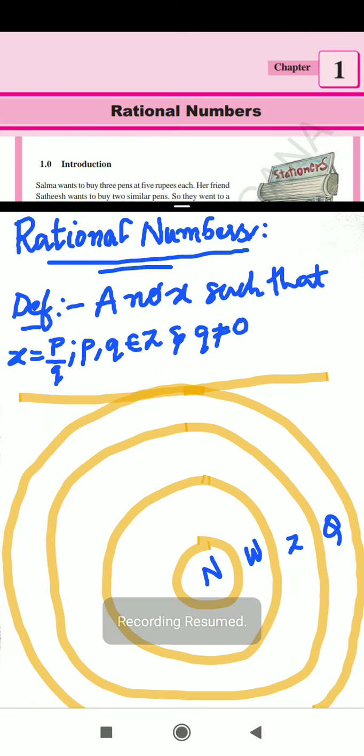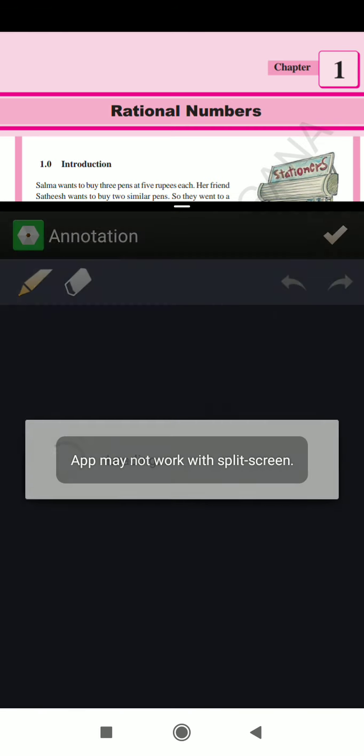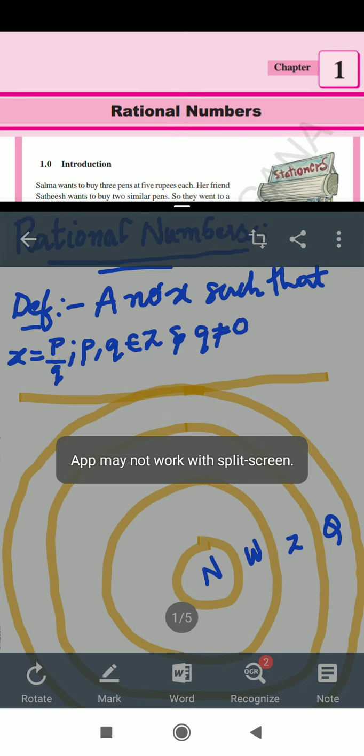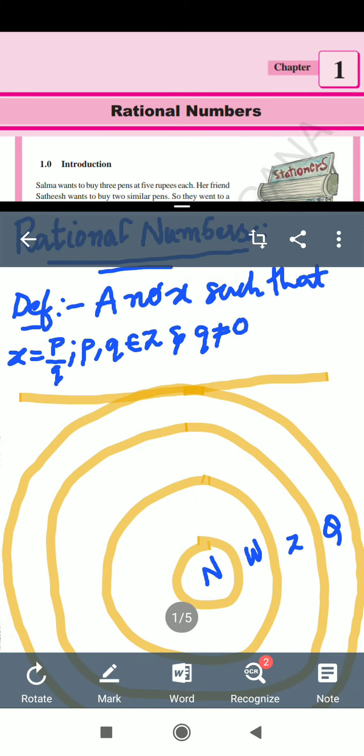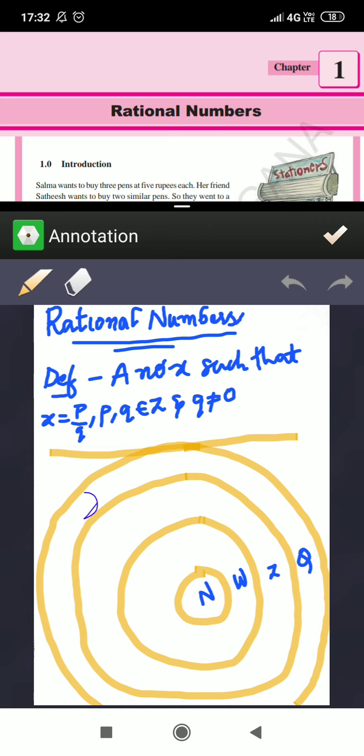See here, the definition is a number. Let it be a number. Imagine or assume a number x such that x is equal to p by q, where p, q are integers and q is not equal to 0. Let us think about it. See here, the number x.